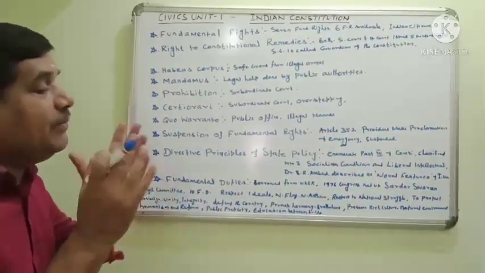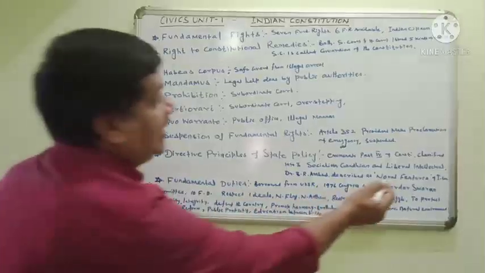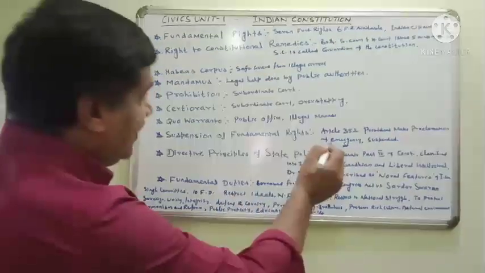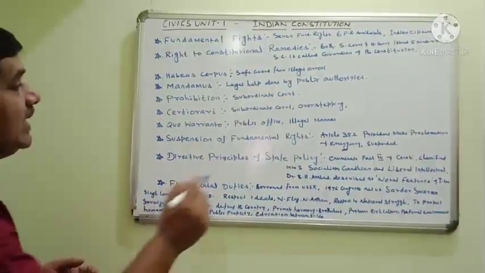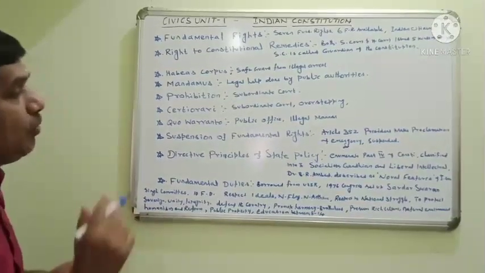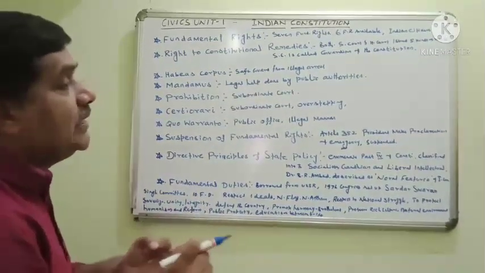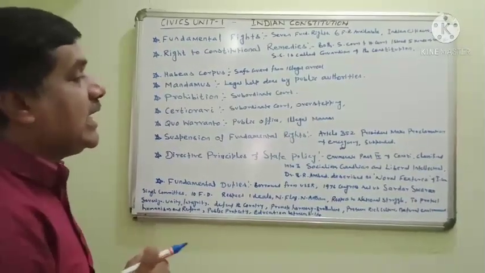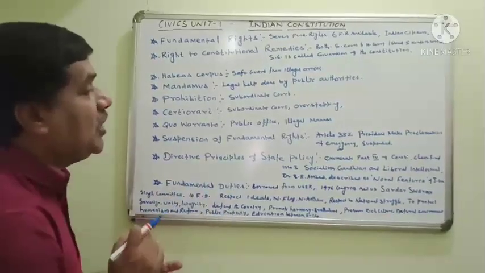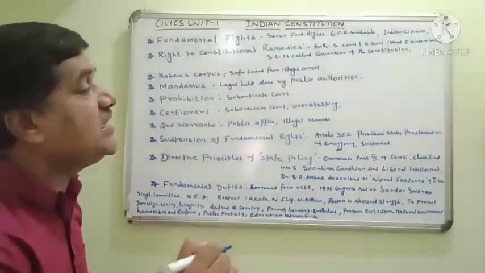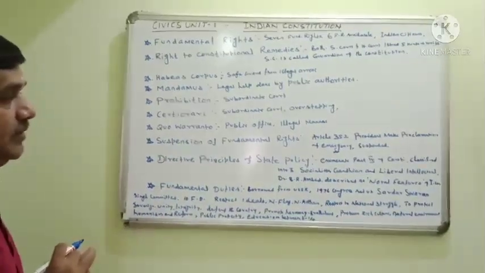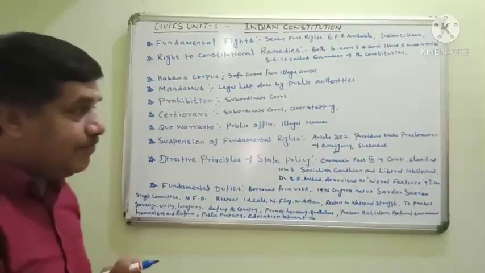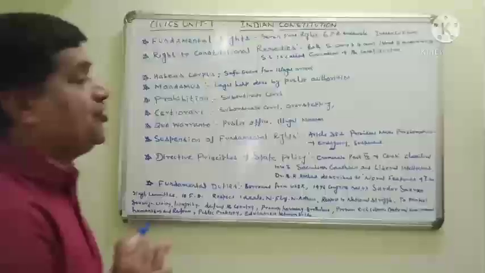Freedom is provided and they want to increase their knowledge. The articles are classified into 3 directive principles of state policy. One is socialistic, second is Gandhian, and third is liberal intellectual. Noted. Dr. B.R. Ambedkar described the directive principles of state policy as novel features of the Indian Constitution. Noted.